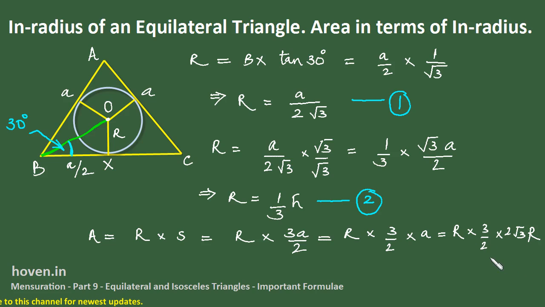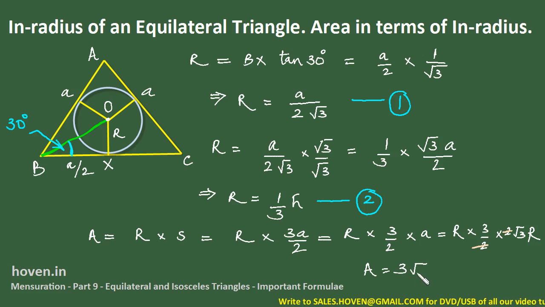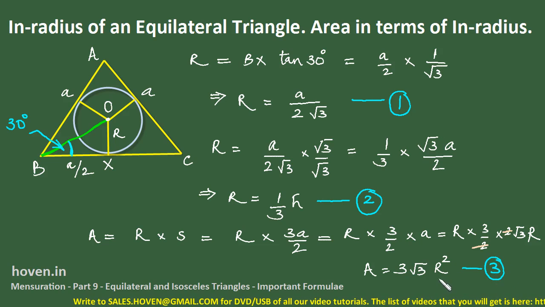So we can now condense it. This 2 and this 2 can be removed and we get area is equal to 3 square root of 3 into r square. So this is the third useful formula. We have inradius is a by 2 square root of 3 and inradius is 1/3 of the height. And area is equal to 3 square root of 3 into r square.